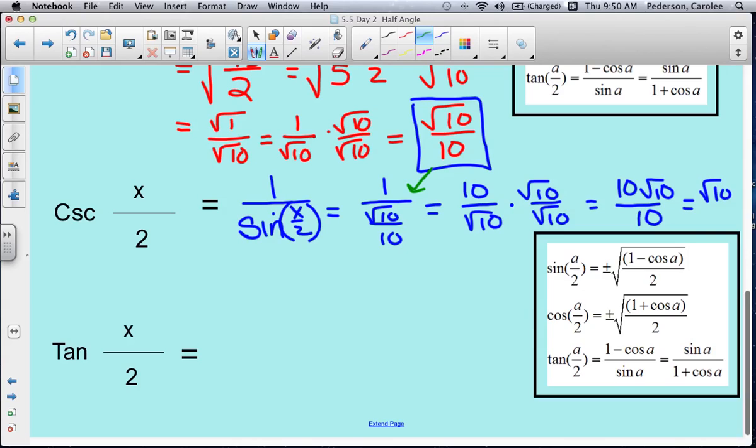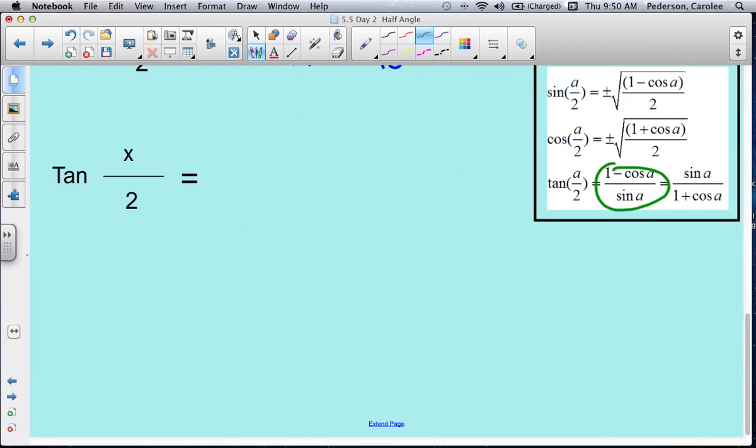So now we're going to use either this formula or the one to the right. I'm just going to choose the first one for this half angle. So now we go 1 minus the cosine of x over the sine of x. And we know those exact values already. Does it matter which one? No, it won't matter. You can choose the first one or the second one. Your choice. So 1 minus the cosine.